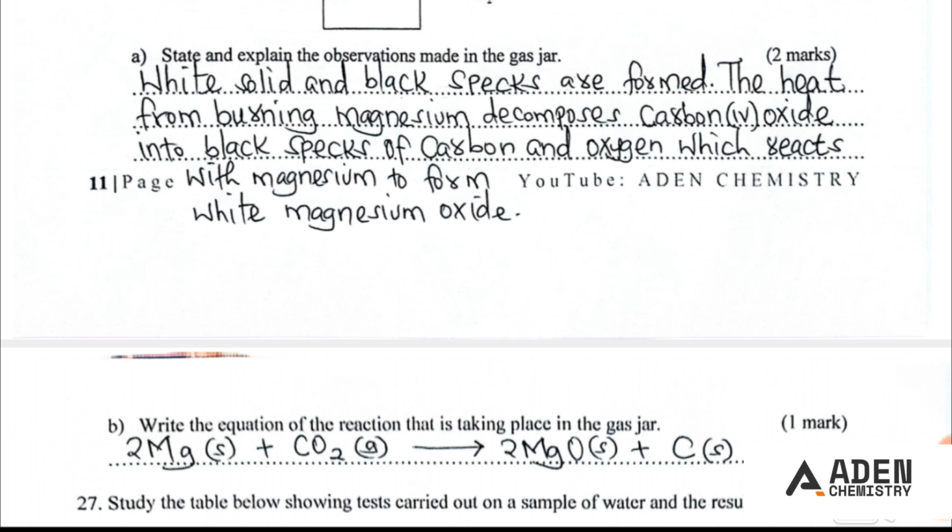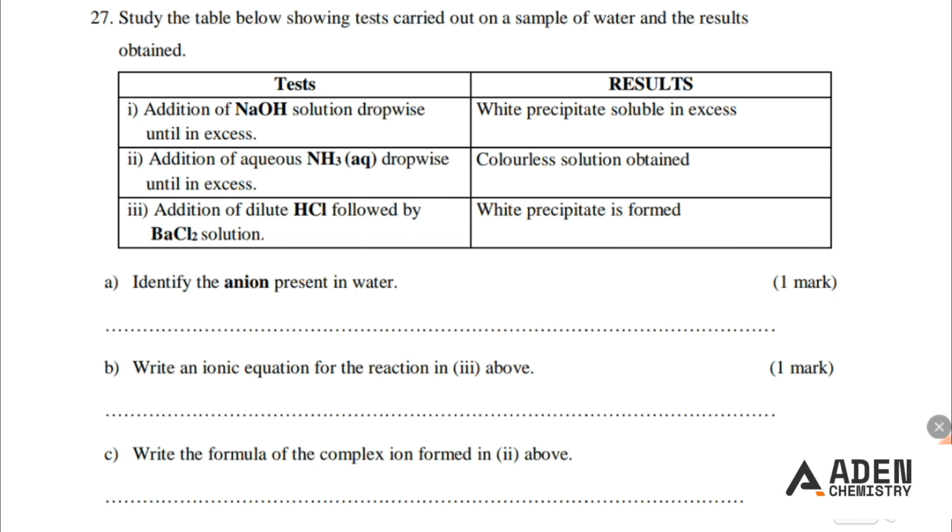We proceed to question number 27. So in question number 27, we are told to study the table below showing tests carried out on a sample of water and the results obtained. So we are having tests and also results. So the first test, addition of sodium hydroxide solution dropwise until in excess. We are going to see here a white precipitate soluble in excess.